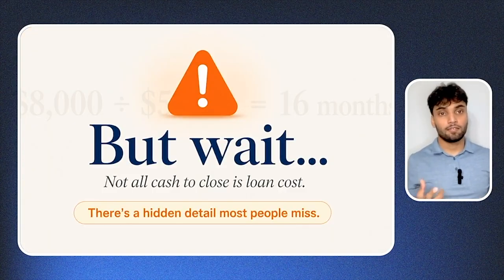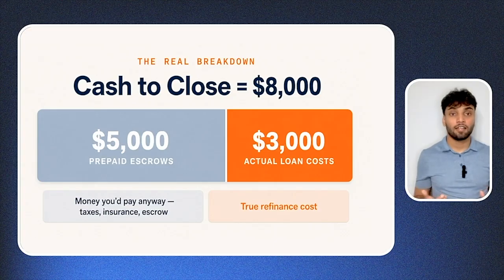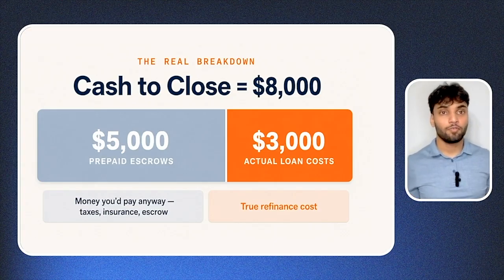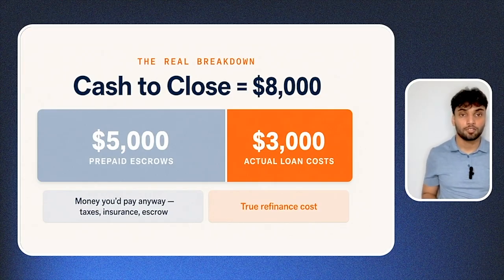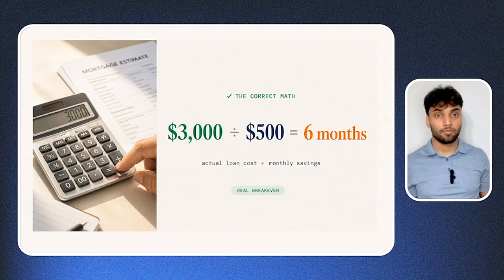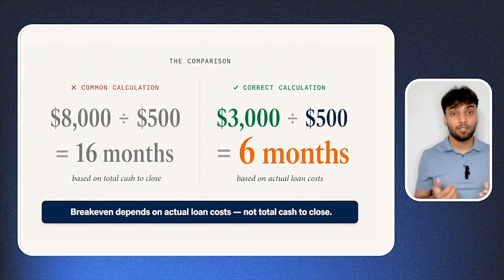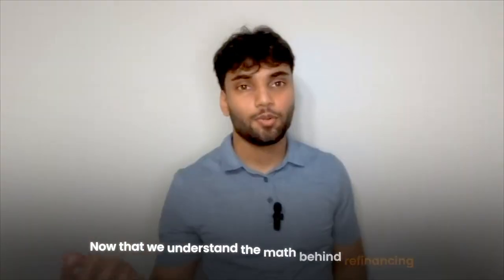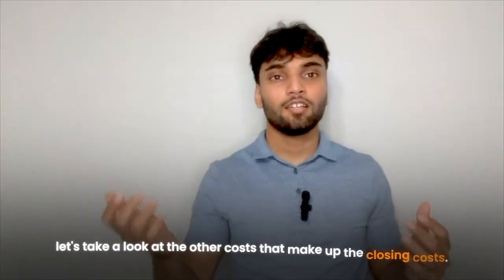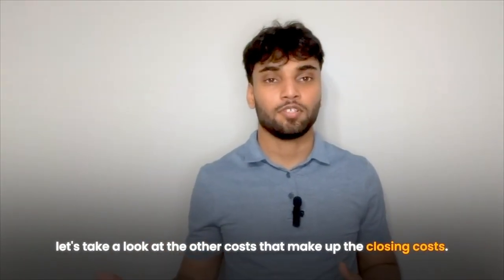But that's not always the case. Let's say that out of that $8,000 cash to close, $5,000 was prepaid in escrows, and only $3,000 of that was actual loan costs. So the correct math would be to take that $3,000 and divide it by 500 to realize that it only takes 6 months to break even in that case, which makes a big difference between the original 16 months to the 6 months. Now that we understand the math of refinancing, let's take a look at the other costs that make up the closing costs.